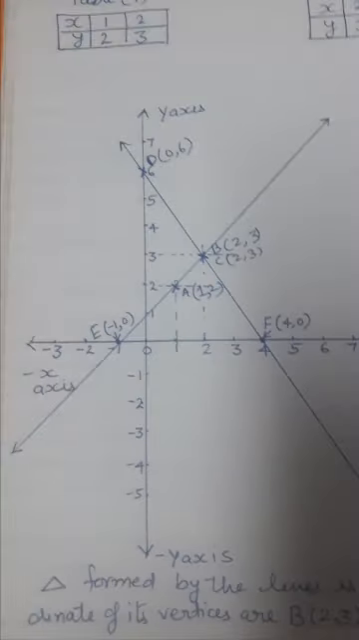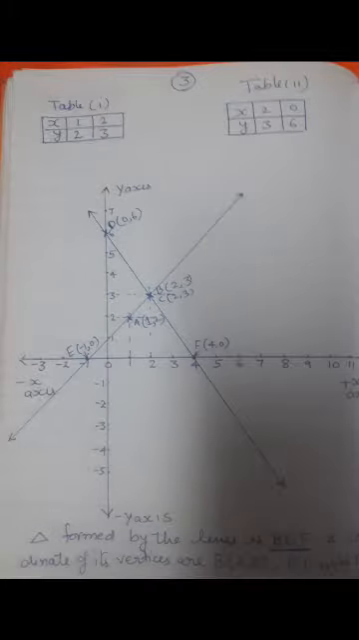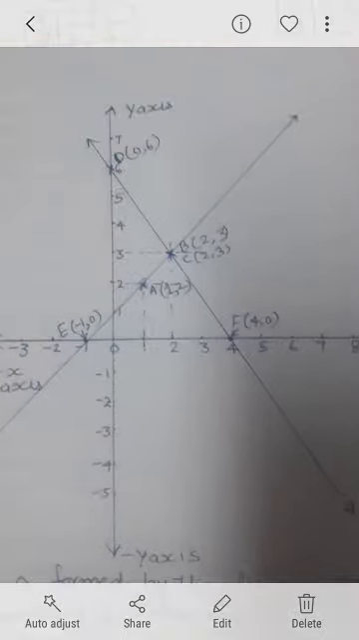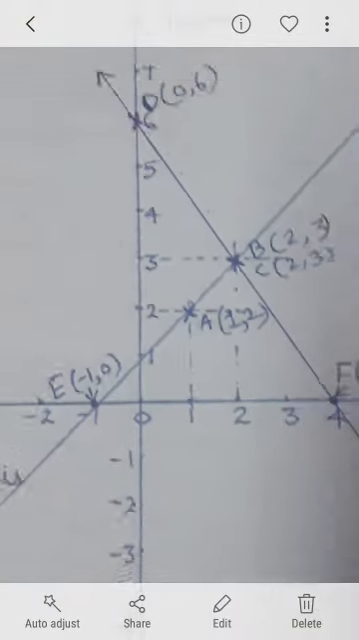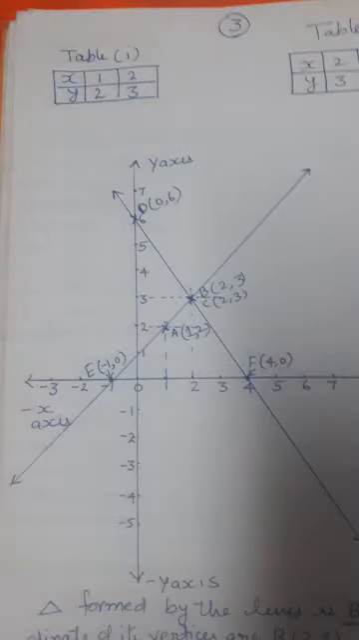I have chosen a centimeter scale here. Always remember that all the intervals should be at an equal distance. Only then will your graph be correct. And this is our origin, or 0. Now see, we are coming to the first table.